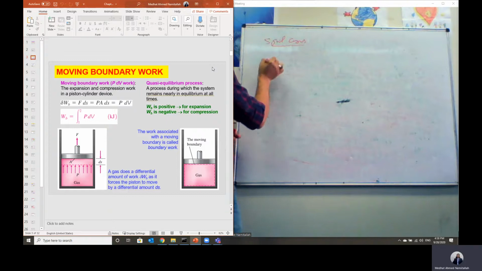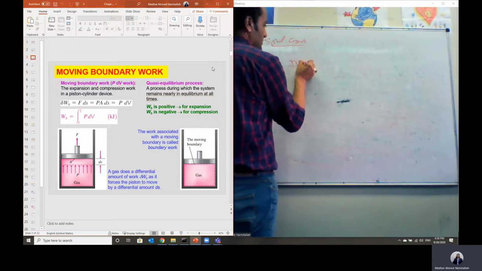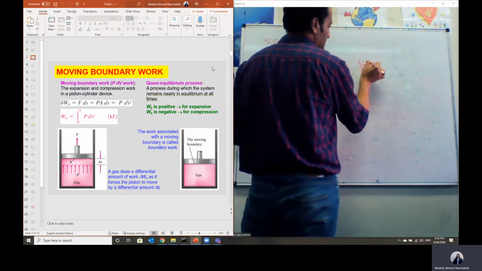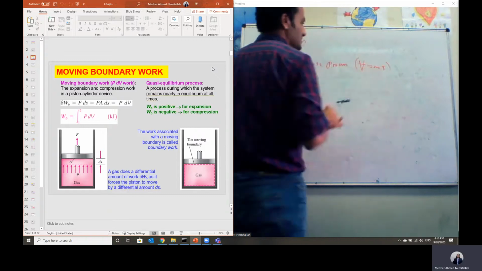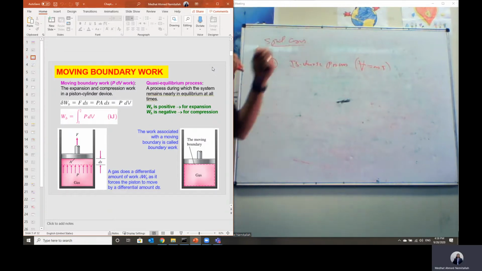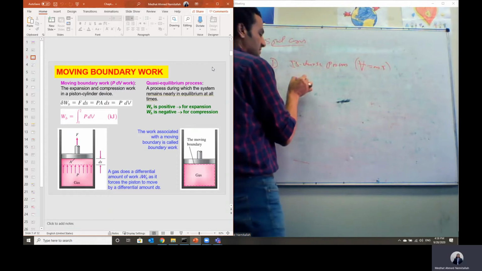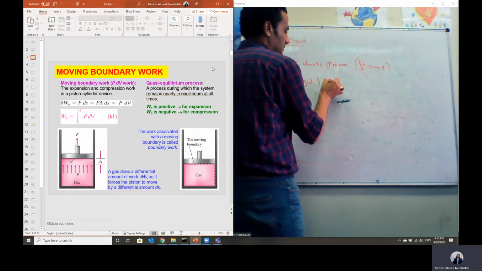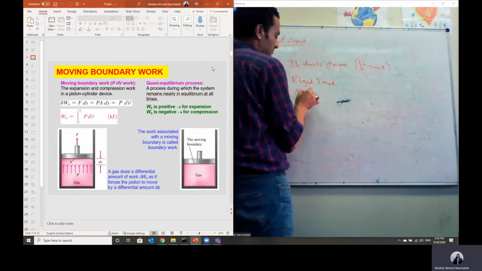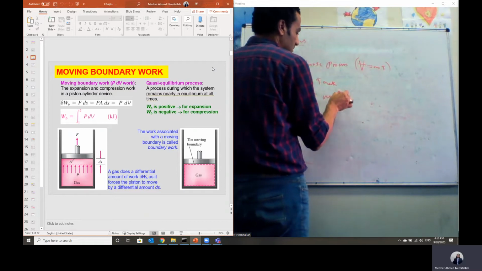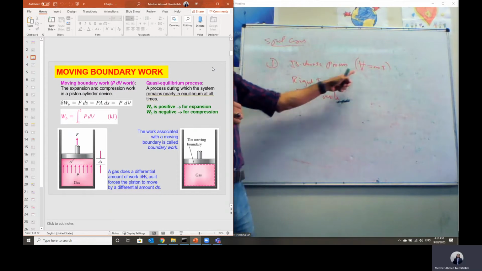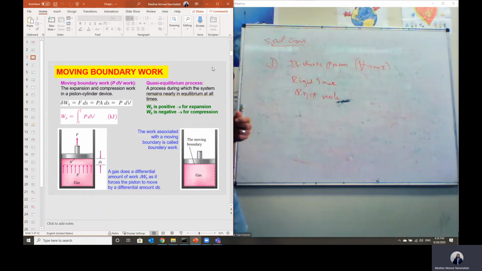The first case is when we have an isochoric process. Isochoric means the volume is constant in this case. Like when we have a rigid tank, or a rigid vessel, or a closed rigid container or something like this. All of this means the volume is constant in this case.